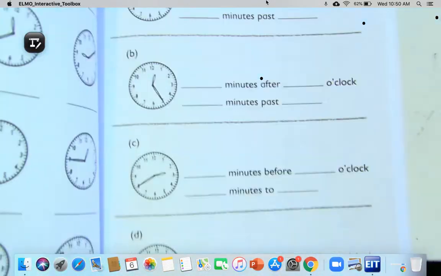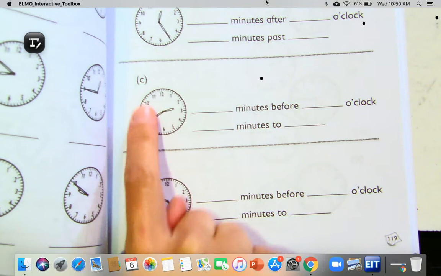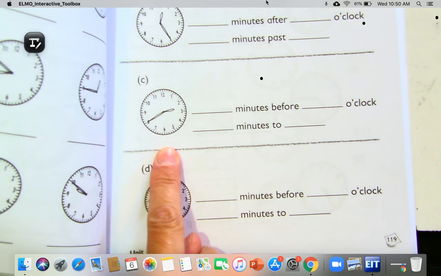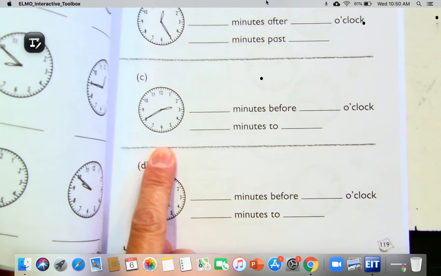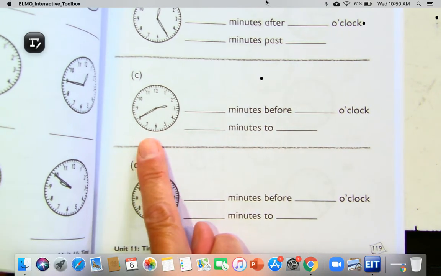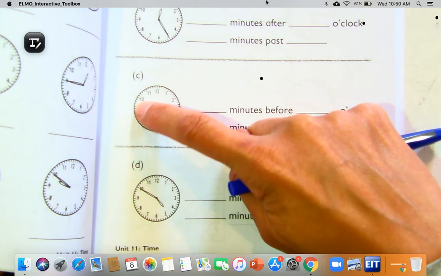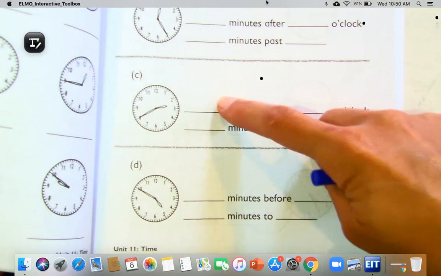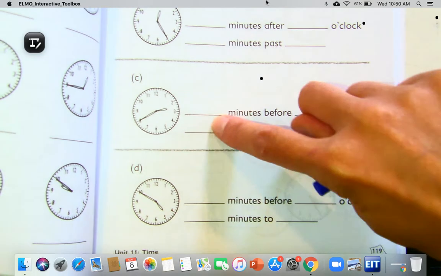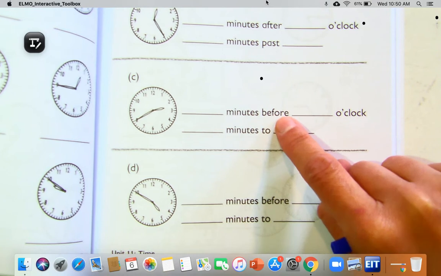Okay, and then we have how many minutes to the next hour. So these, again, if I were you, I would write what time is it on the clock? It's 2:40. I would write 2:40 down here. And then for 2:40, we have to think about how many minutes before the next hour. So 2:40 would be 5, 10, 15, 20 minutes before 3 o'clock. 20 minutes to 3. Okay, so these are going to be a little trickier. This is the time before the hour.